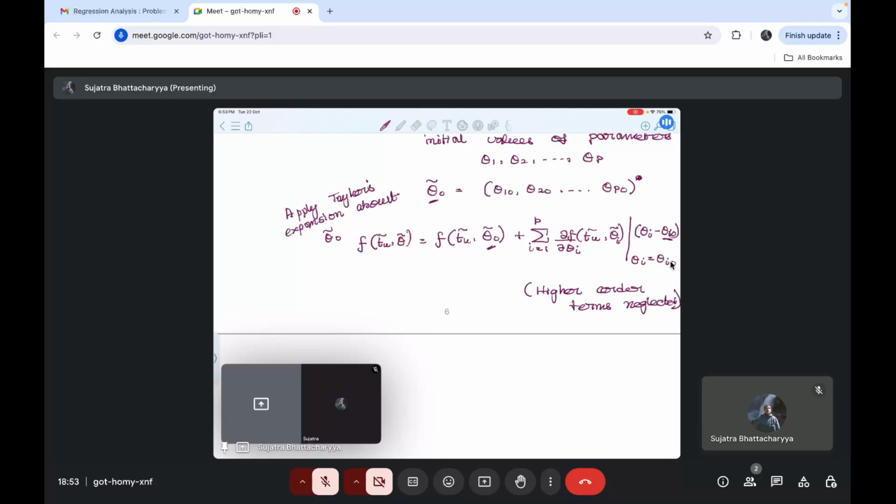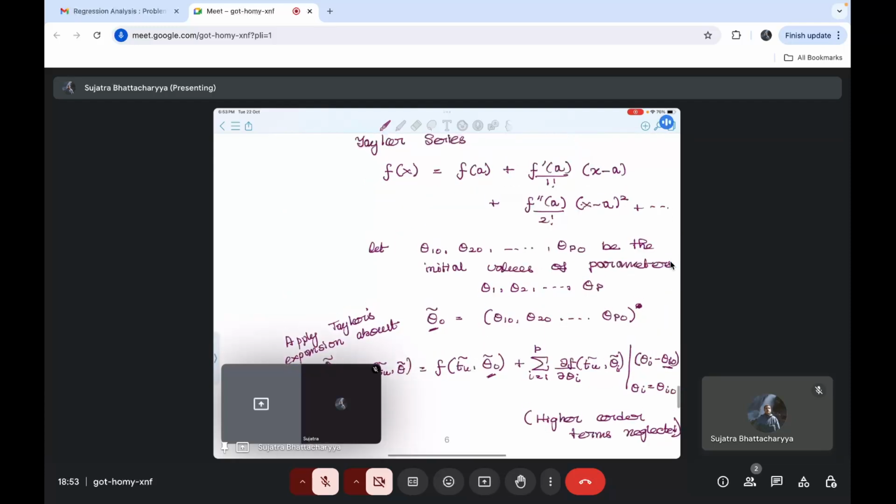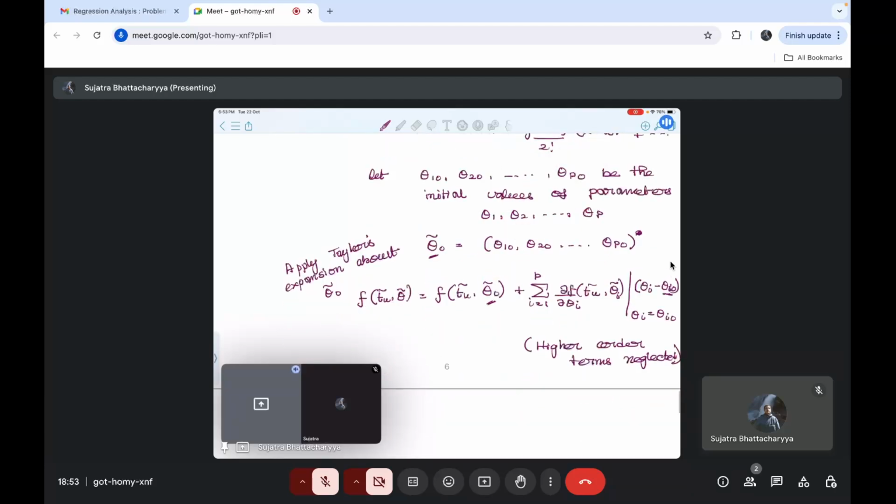Okay, so this is how you can write. You have started with some initial values of these parameters: theta 1 0, theta 2 0, up to theta p 0. Now you have created a vector for that. Now you apply the Taylor series expansion because you are estimating the parameters using an iterative process. So you have an initial point and then you are estimating through Taylor series expansion.